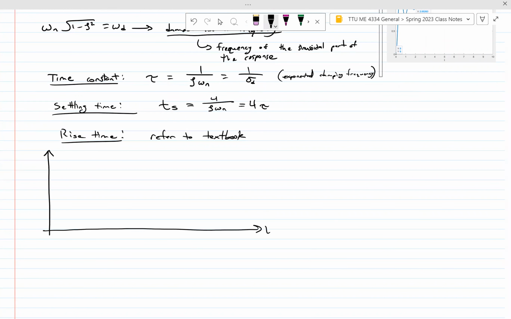Right, so I'm just going to plot y versus time here, where we have a steady state. Right, this is our y steady state value here. And then let's say step response, underdamped system.